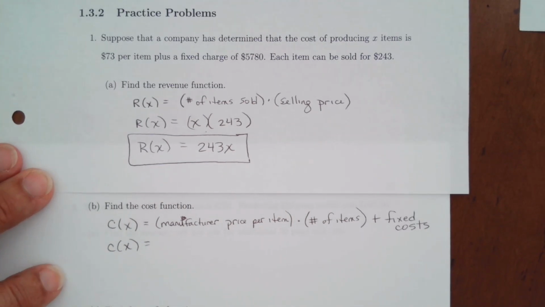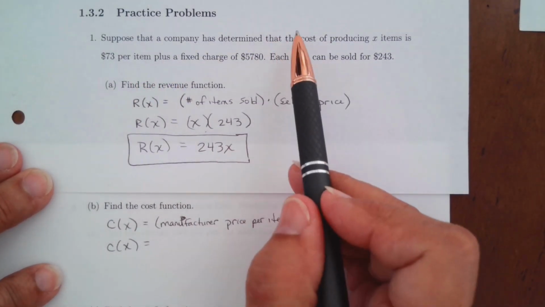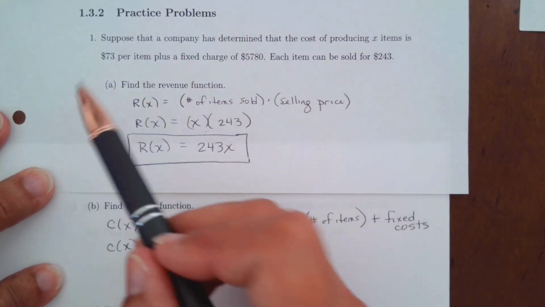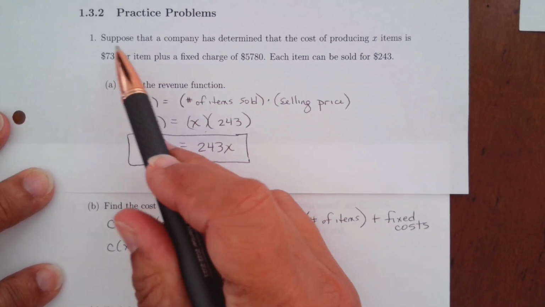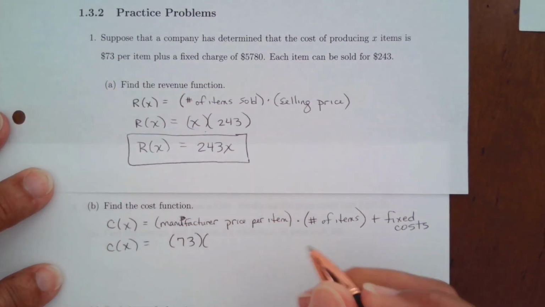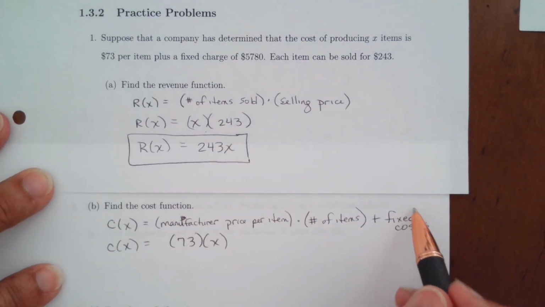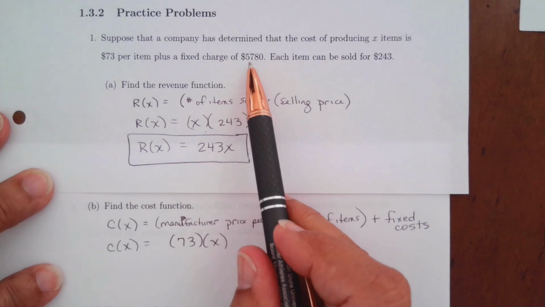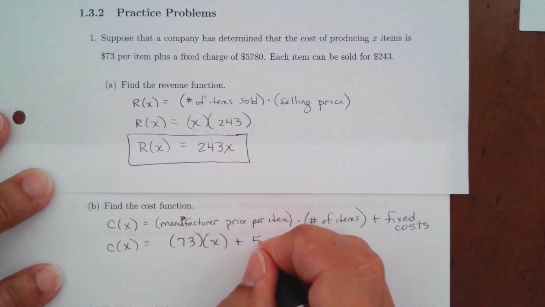So how much is the manufacturer price per item? Okay, per item, it's costing them $73. The cost of producing X items is $73 per item. So that is the manufacturer cost. So 73. The number of items is always X, and then plus any fixed charges. Well, the fixed charges is $5,780.